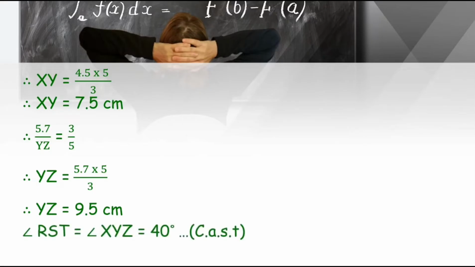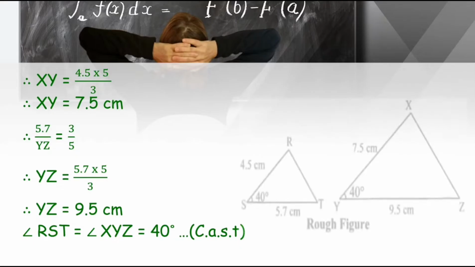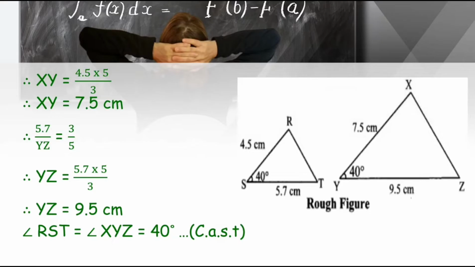Now here angle RST is congruent to angle XYZ, as the triangles are similar, so definitely their corresponding angles will be congruent. Angle RST is given as 40 degrees, so angle XYZ will also be 40 degrees. Now you can see that here we have a rough figure, and we have sufficient information for triangle XYZ. Now let's see the construction part.